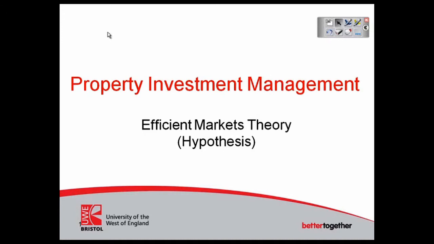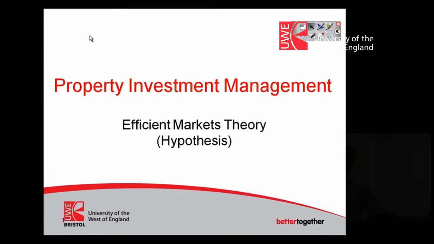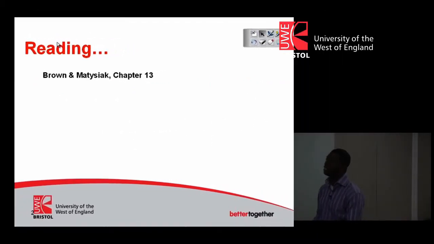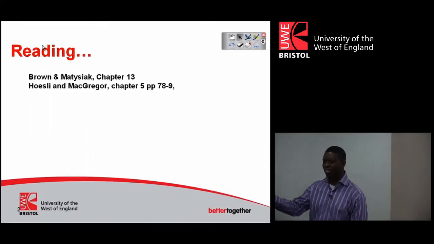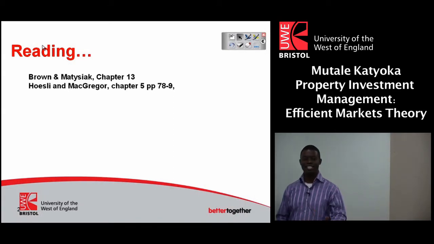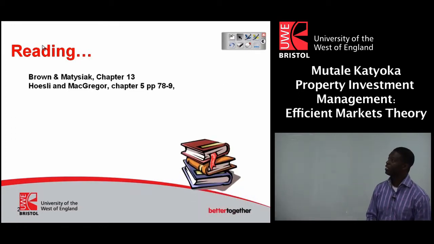In this session, we're going to look at the efficient market theory or hypothesis. For the reading, you can look at Brown and Matthias, chapter 13. They've covered it quite comprehensively, and Horsley and McGregor have done a very, very brief version.